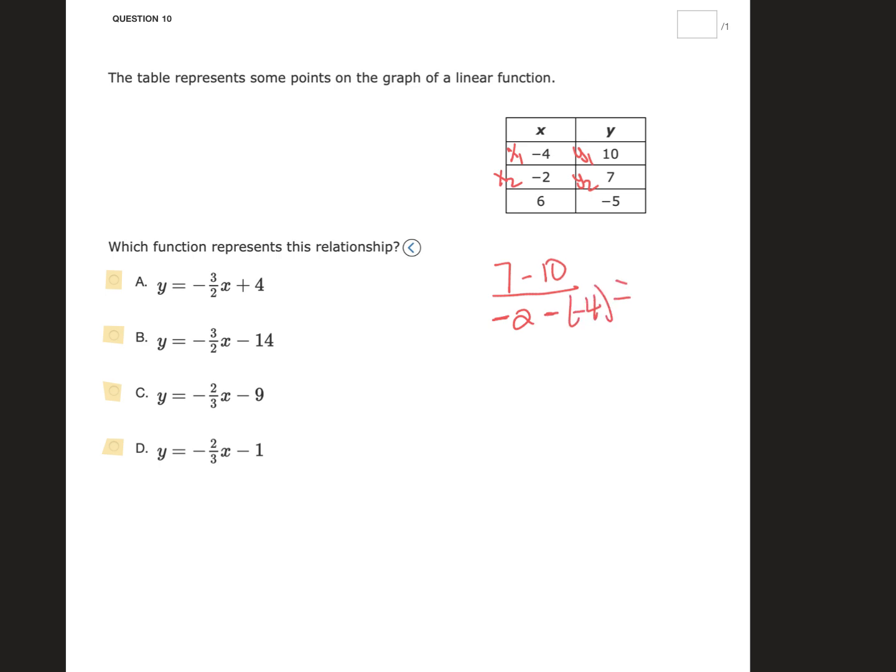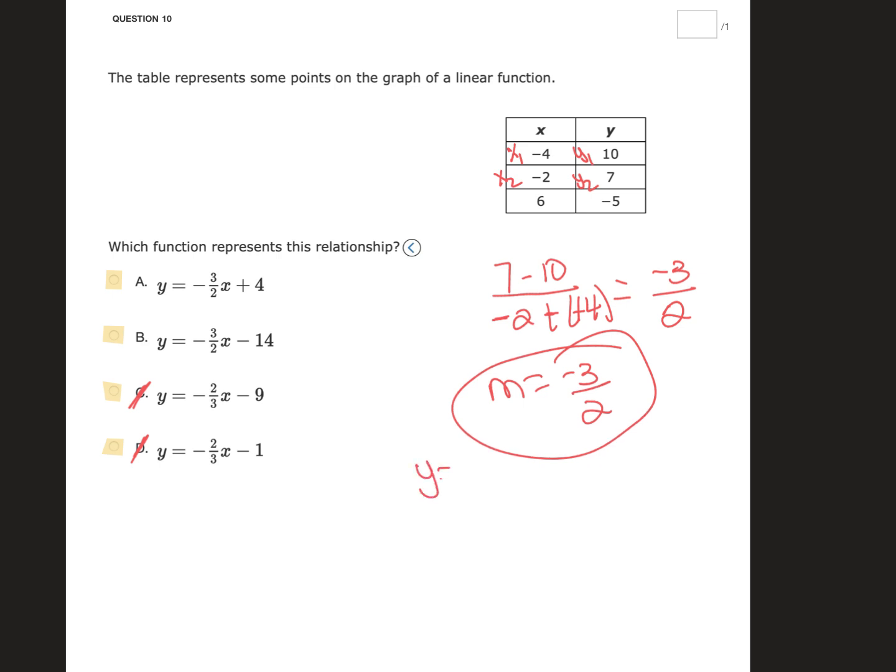So I'm left with -3 over +2. So my slope is -3 over 2. Okay, so which two are not it? Well, I'm going to get rid of C and I'm going to get rid of D. And now I'm going to find my y-intercept. So I'm going to plug this into slope-intercept form.